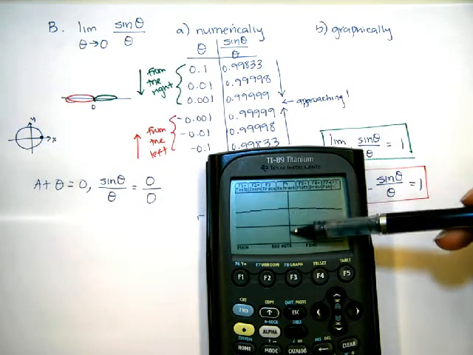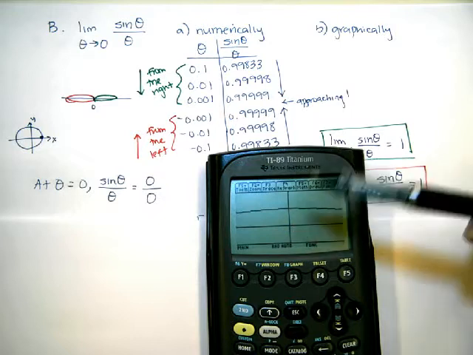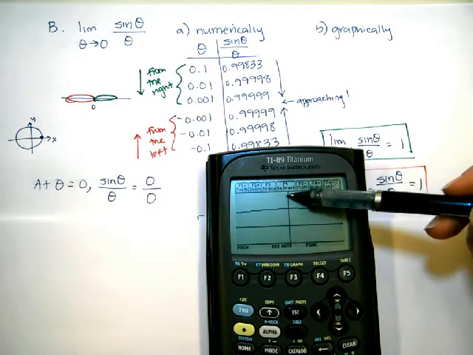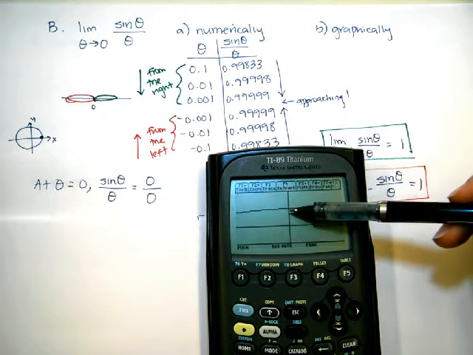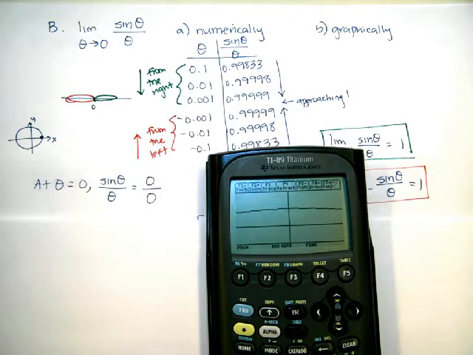Okay, so here's my y-axis, which means that this is where x is 0. And I made my window from negative 1 to 2. So this is negative 1, 0, 1, 2. So I can see graphically that it looks like this limit is approaching 1.